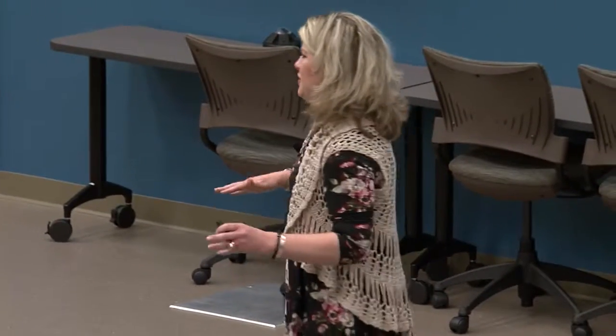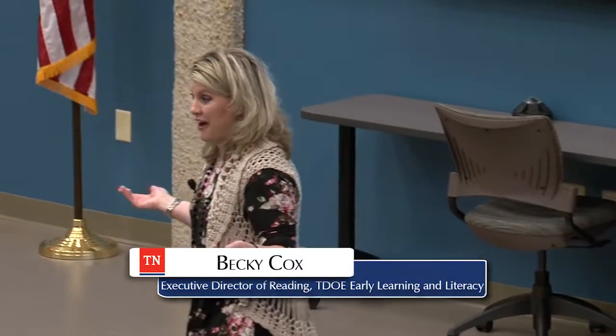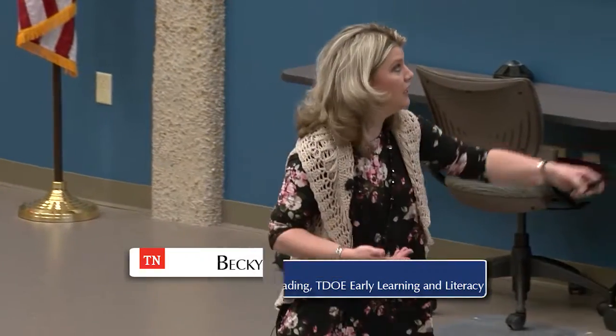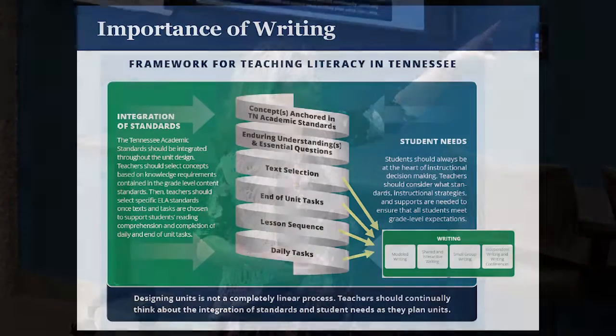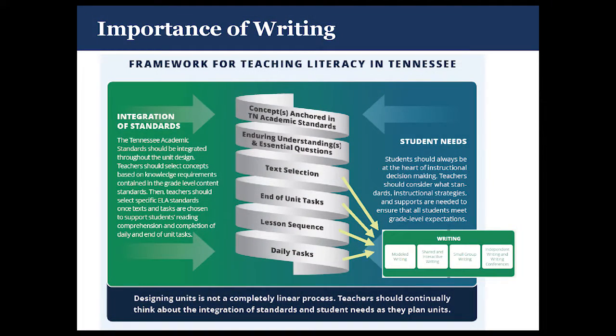I'd like to transition into writing here, because inherently we've been talking about writing when we've been talking about end-of-unit tasks and daily tasks. So I'd like us to think about the unit design framework. How does writing come out with this framework? What might be some ways that we can really get students thinking about writing through this unit design? What about text selection? How does writing come out in our text selection? What might be some of your hunches about that?